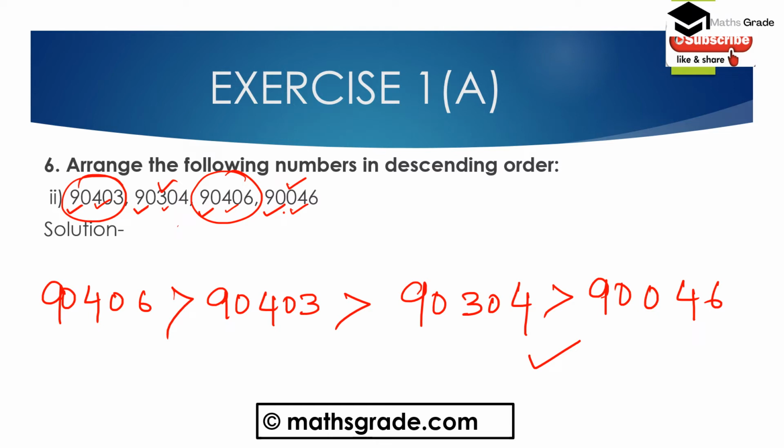So the numbers arranged in descending order are 90,406, then 90,403, 90,304, then 90,046. These are the numbers arranged in descending order.